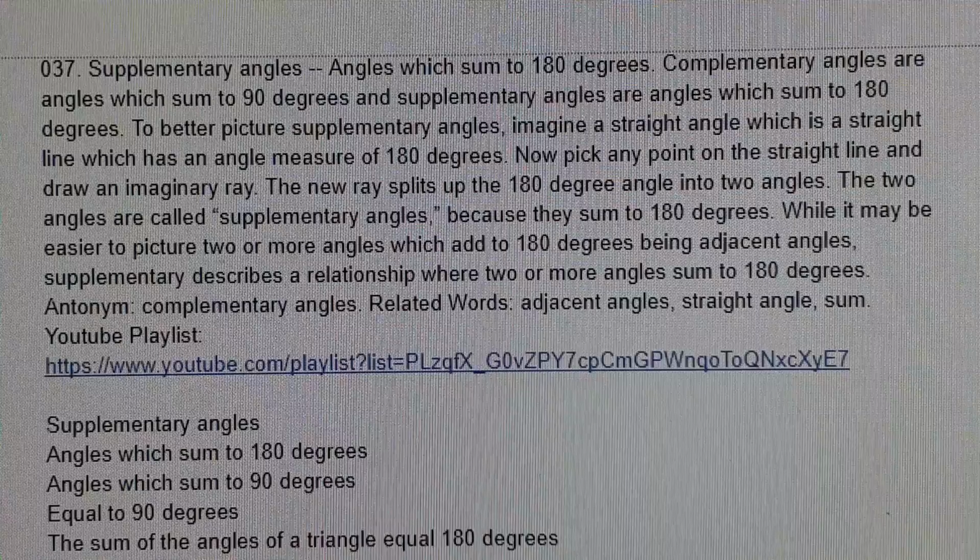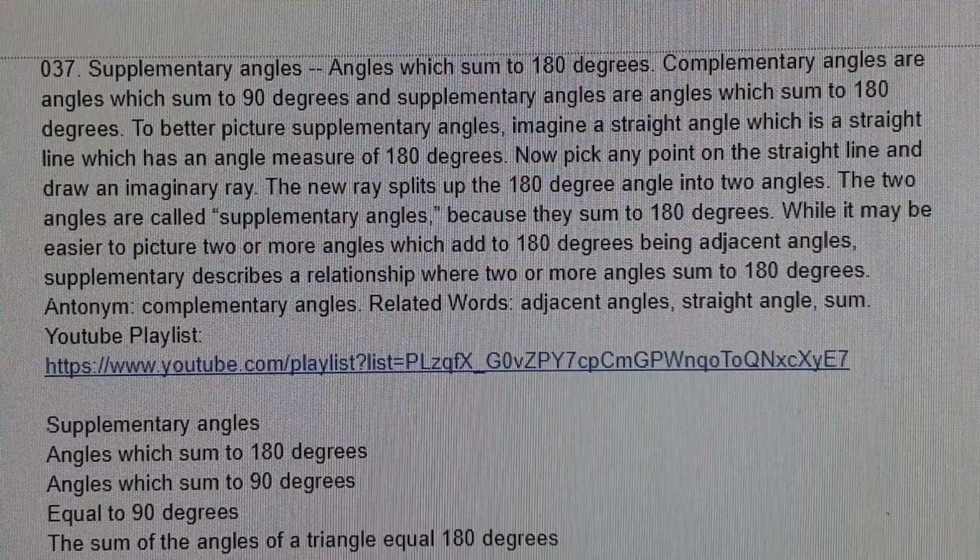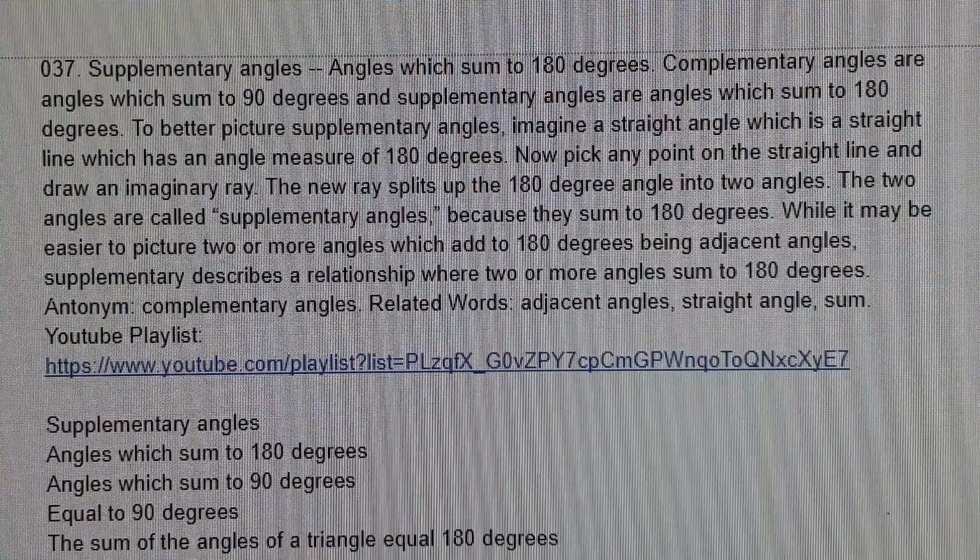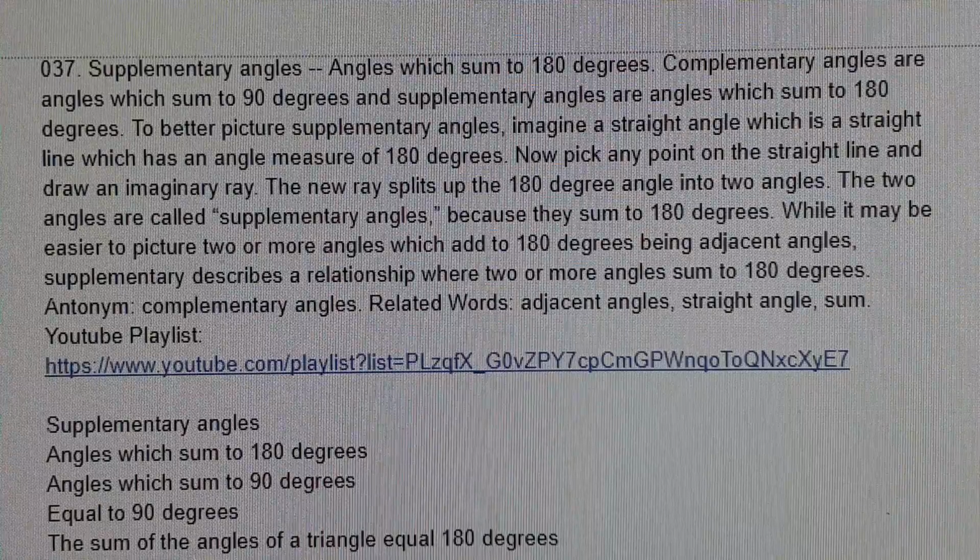Antonyms: complementary angles. Related words: adjacent angles, straight angle, sum.